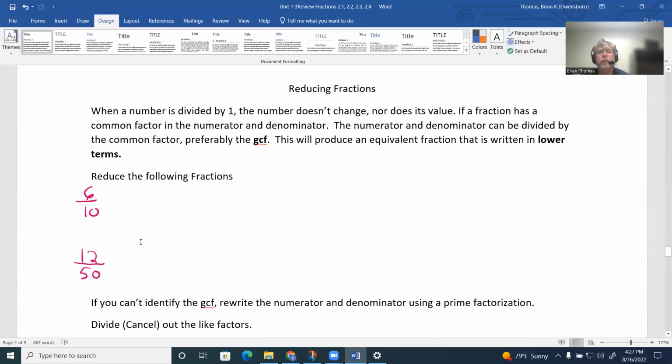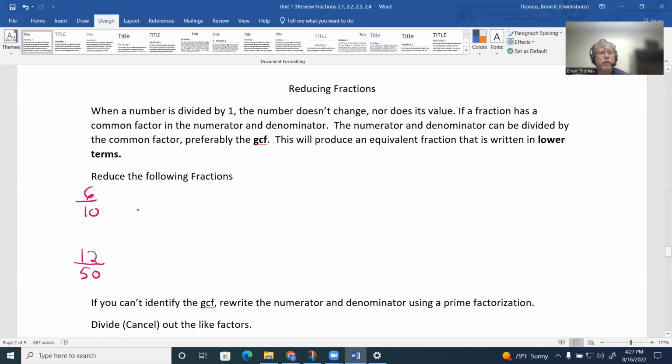So this is where we get into reducing fractions. Reducing fractions is when a number is divided by 1. But notice again, when we divide by 1, nothing changes. And there's a unique way to write 1 with fractions. Remember, as long as the numerator and denominator are the same, that represents 1.